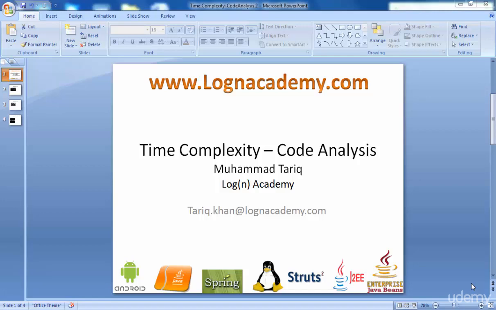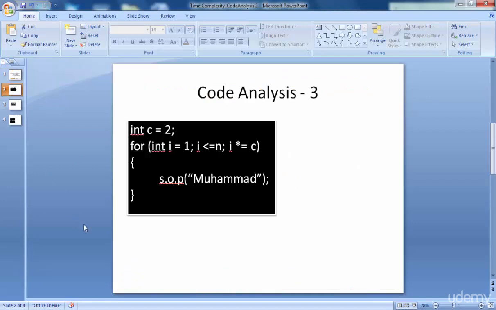Today, we will examine some more code and see how the code works, and we will work out their runtime complexity. Okay, so the first code is this one.